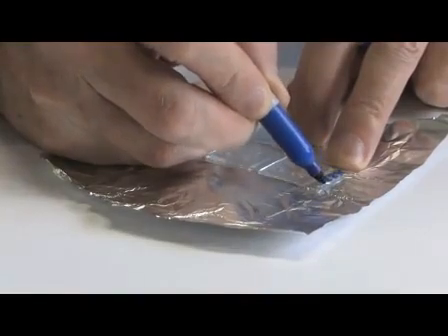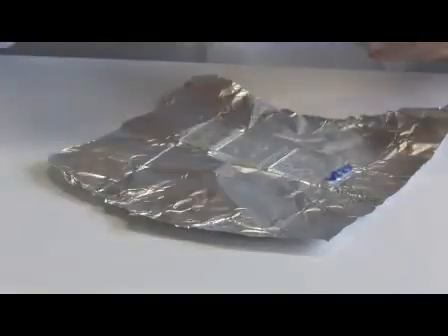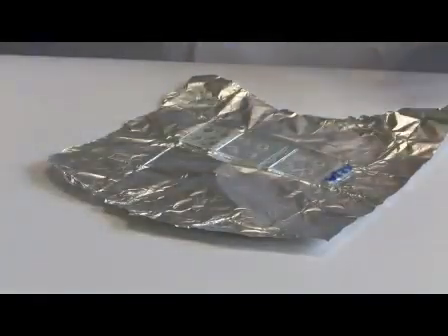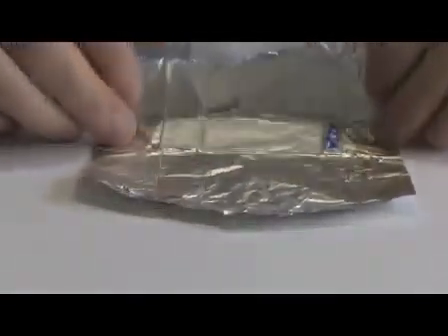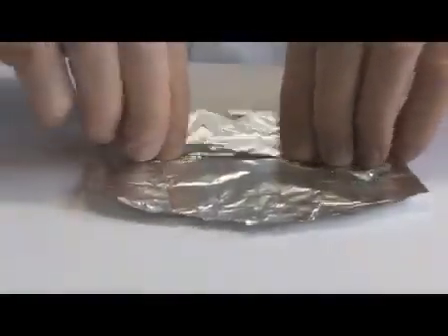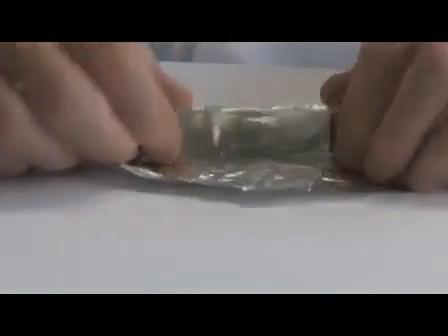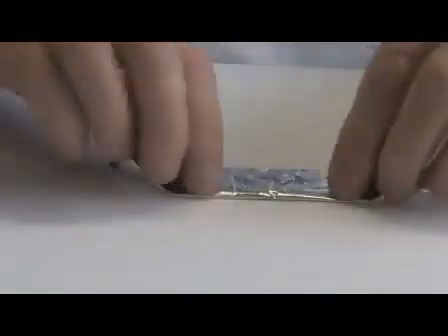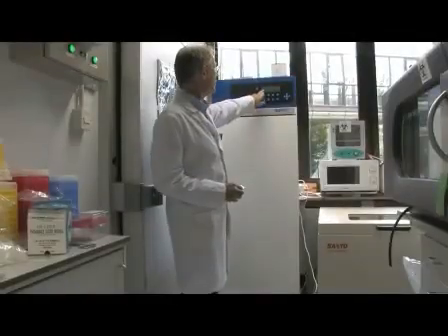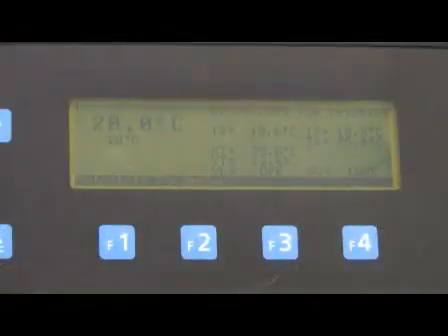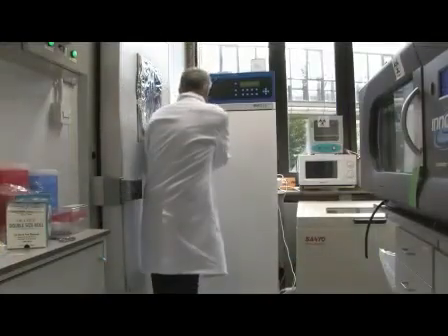Light-sensitive proteins are usually handled by wrapping the plates in aluminium foil before placing them in the incubation chamber. These can be removed and examined under the microscope in subdued or appropriately colored light. Place the plates in a temperature-controlled chamber, usually at 20 degrees Celsius or thereabouts.